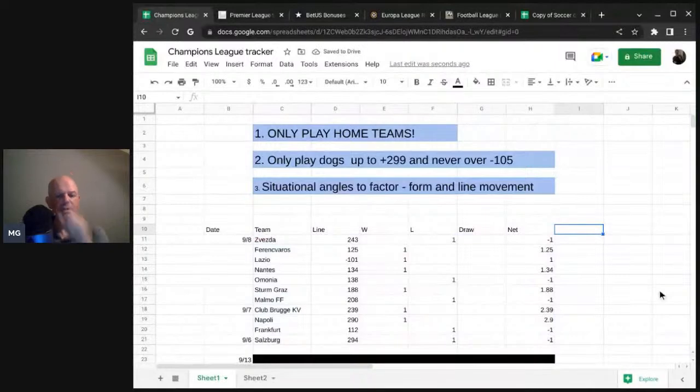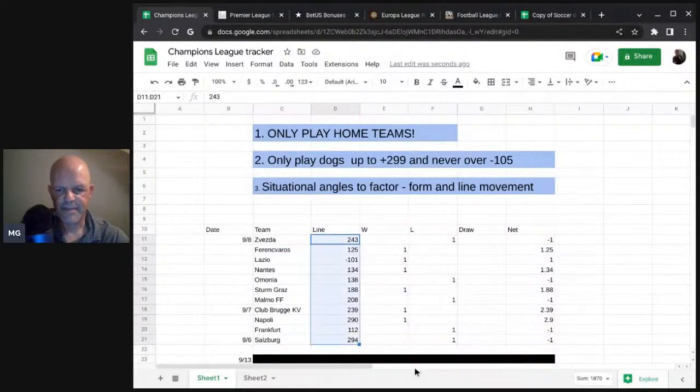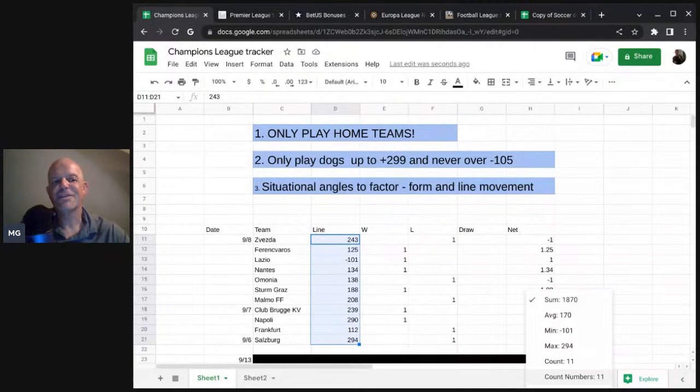Okay, so here are the results from that. Now, what's very interesting to look at, add this up here. Notice this line over here. Basically what I did, this is Google Sheets. If you just click on everything and then click on this button, look at the average money line we were playing. We were playing plus 170 on average those matches that qualified. And that was even playing, one juice game at minus 104. So that means plus 170.